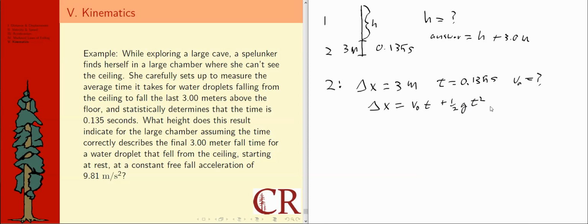Now, somebody might cry foul on this and say, wait a minute, if you put in g, shouldn't it be minus because things usually fall down? I'm going to make the implicit assumption in this problem, to make things simpler, that down is positive.